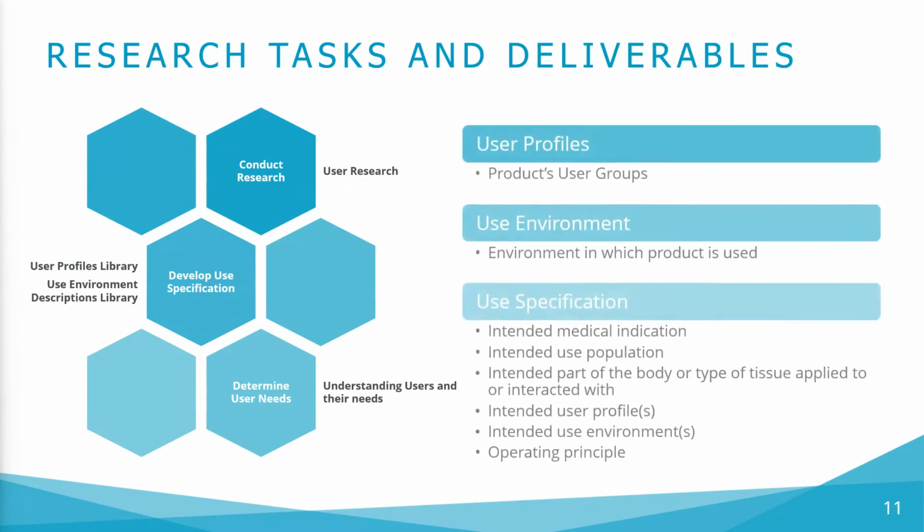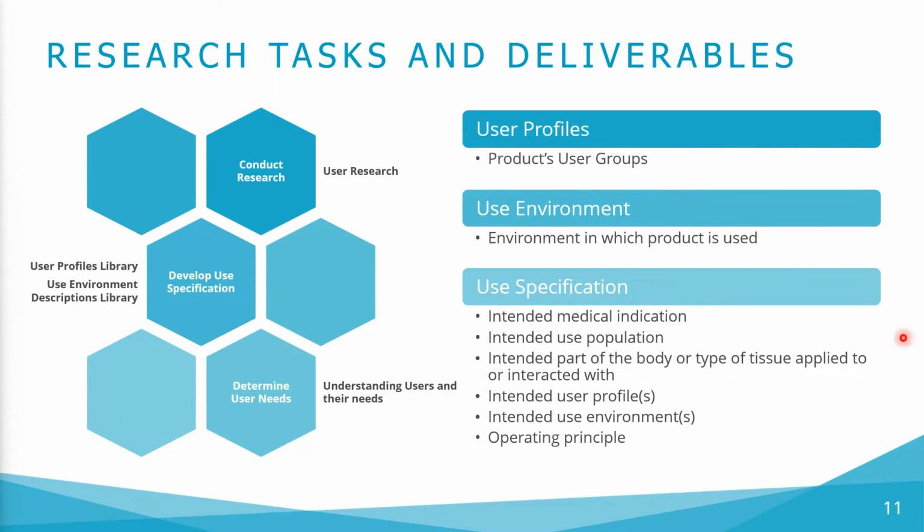The outputs of the research step are: user profiles. We should develop a user profile for each of the product's user groups, for example, patients, nurses, based on our research results. User profiles typically include descriptions of users' demographics, occupational skills, technical, cognitive and physical traits, and performance shaping factors that will affect how users interact with the product.